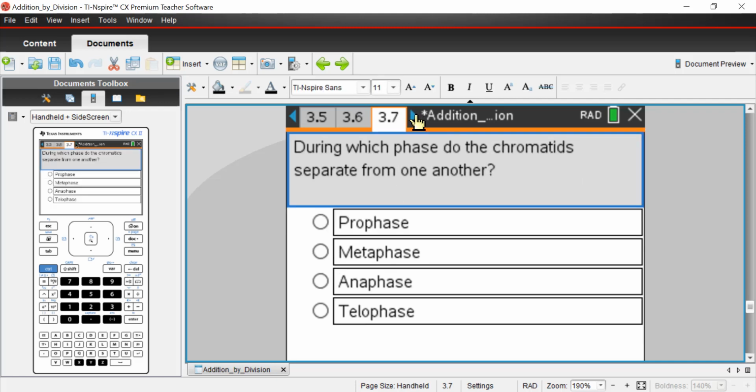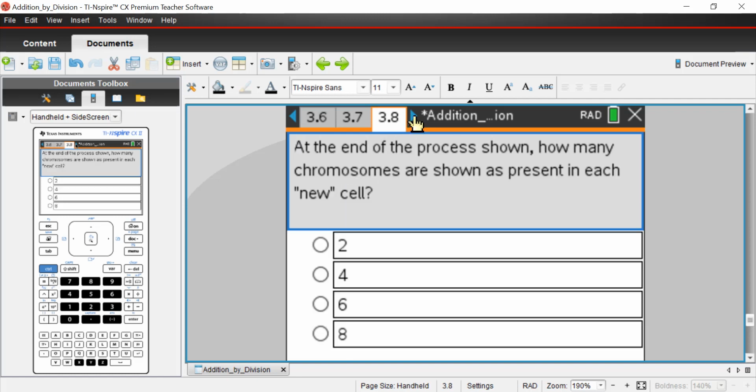Page 3.7, during which phase do the chromatids separate from one another? And so metaphase is when everything gets lined up in the middle, if you remember. Anaphase is when they get pulled apart, so that's when the separation starts to happen. Telophase, basically, all the membrane, the nuclei have formed. It's getting ready to go through cytokinesis, which is the splitting of the cell membrane. So it forms 2 new cells.